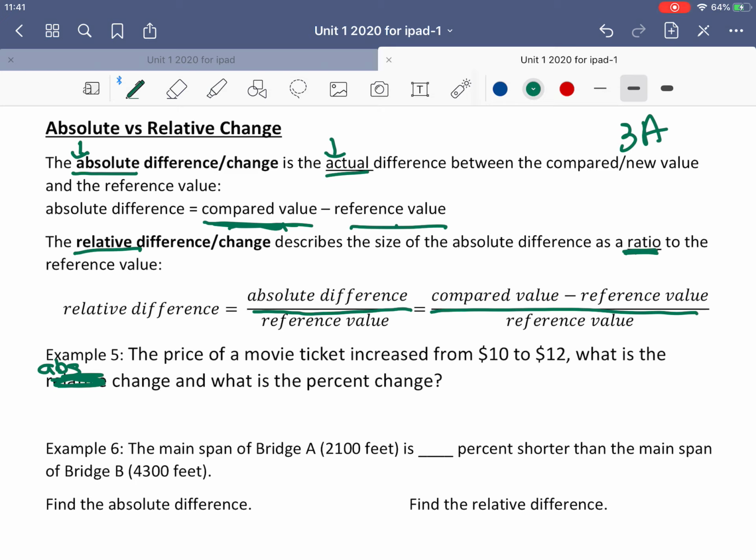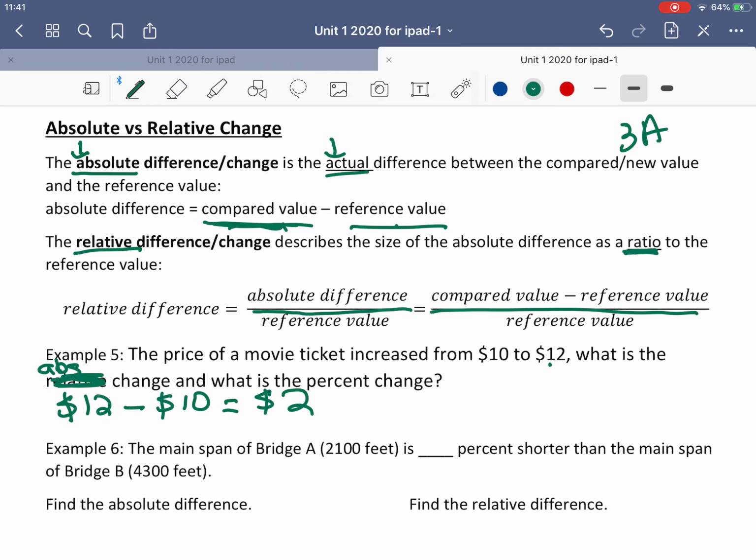So the absolute change is where I take the compared value, so that's 12, and I subtract the reference value. In this case, I know that 10 is the reference value because it is the original. It's the older one, and older is almost always the reference value if we're on a time frame. So the absolute change is $2. Notice the absolute change here is given in the same units as my original values.